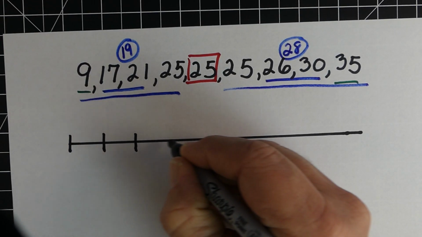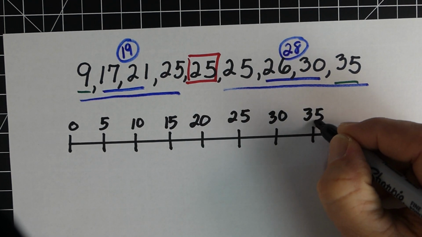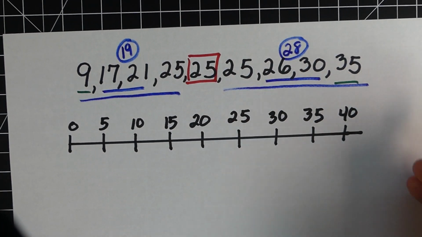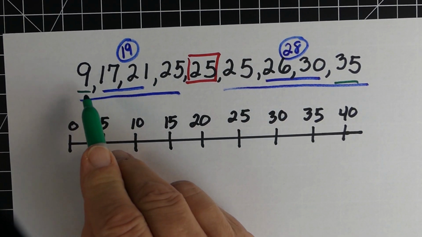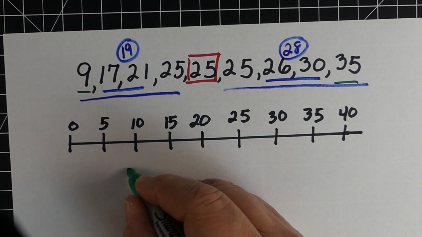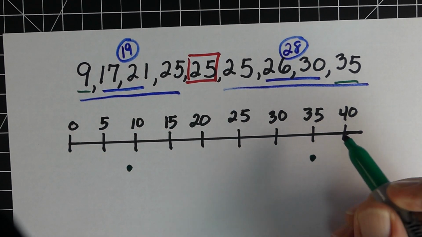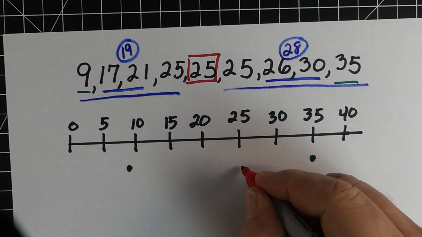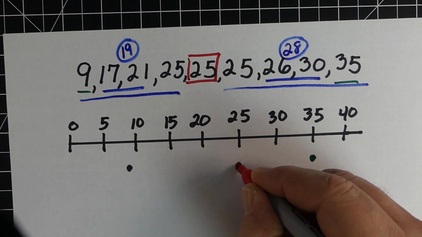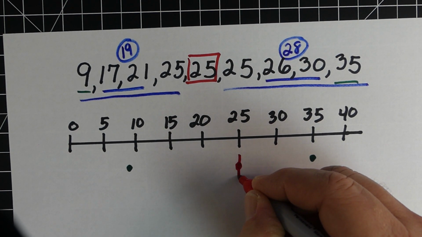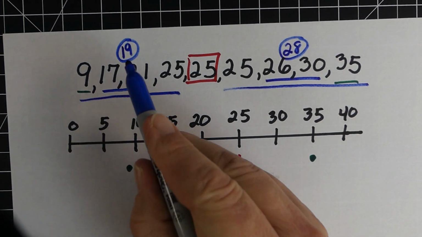Again, make sure your intervals are the same. In this case, we're going by 5s. We went from 0 to 40, so that way we include all the numbers in our list of numbers. We like to start with the extremes, so I'll put a dot where the 9 is and the 35. And again, everything is between those two. We'll put our median. So again, I like to do the dot. You don't have to.